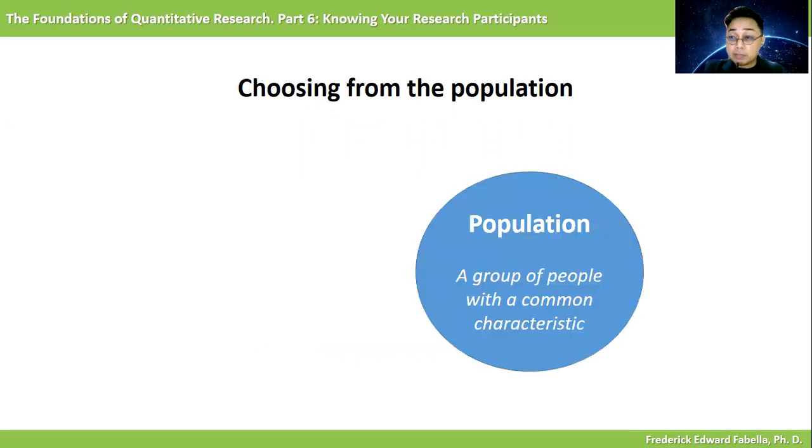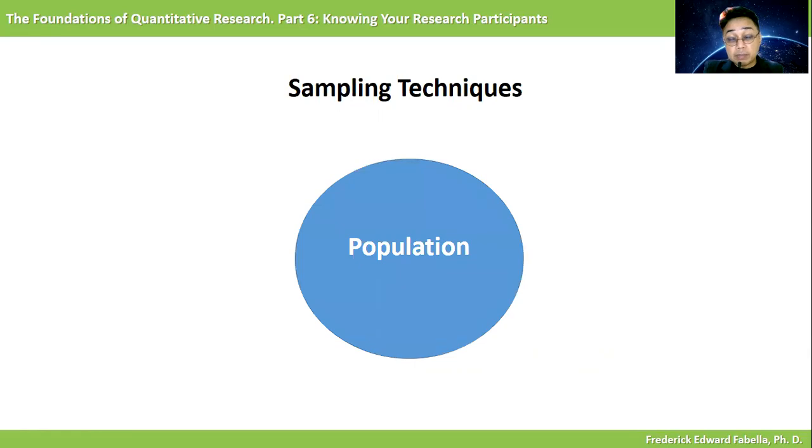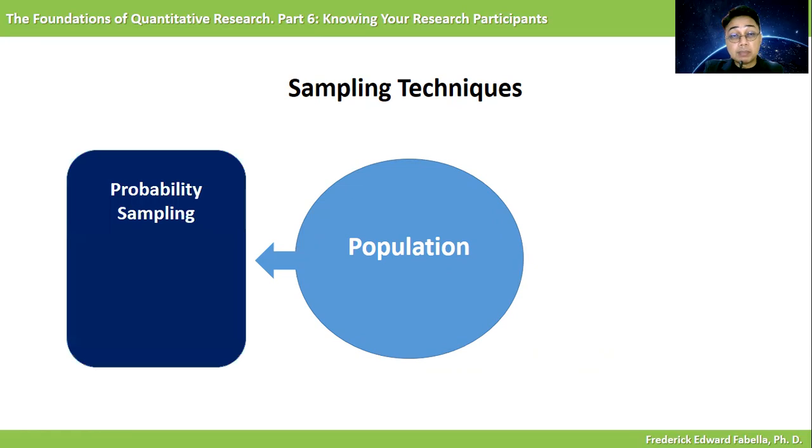Now that you have a population with a common characteristic, you may need a sample. Why a sample? Because you might not be able to accommodate the entire population if they are too numerous. So all you need is a sample. And to get a sample, you need what is called a sampling technique. When you have a population, you can use a sampling technique called probability sampling, and there are different kinds. But what is probability sampling?